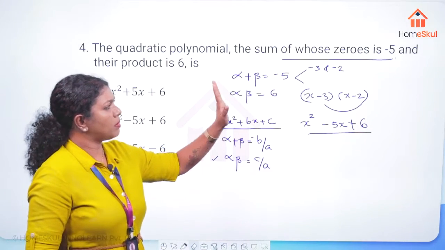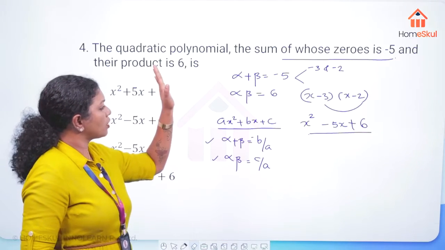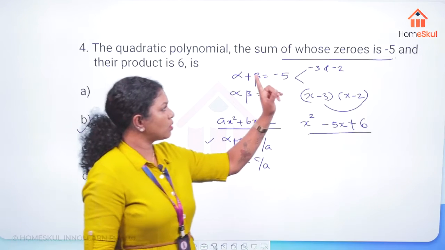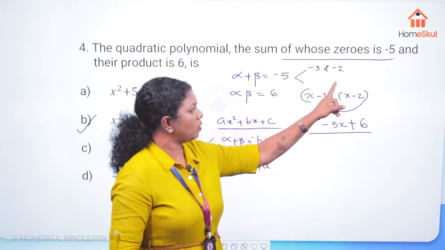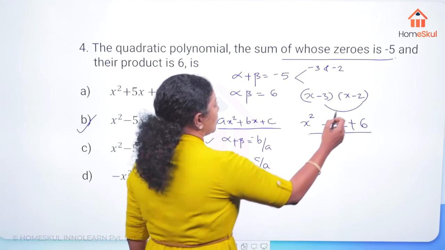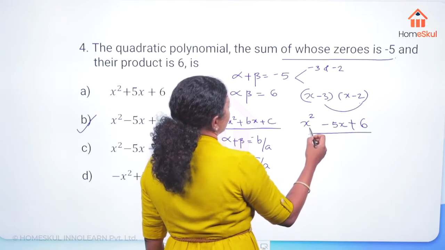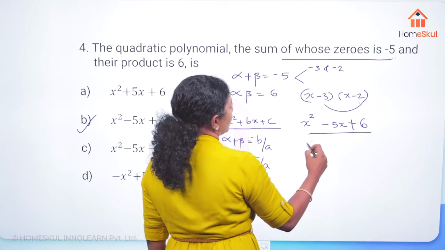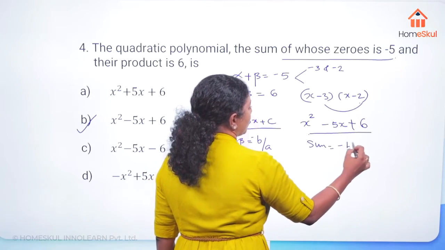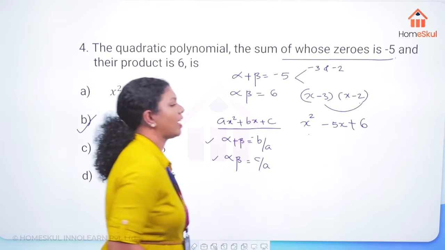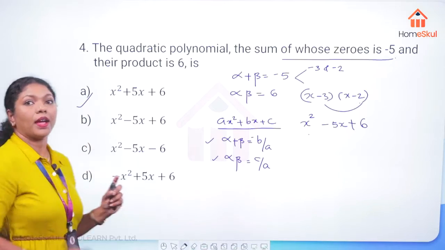Sum of two numbers is minus 5. Product of two numbers should be positive 6. Then what are the roots? The roots will be minus 3, minus 2. So, x minus 3 into x minus 2 is equal to... okay, sum should be minus b by a, right? So, okay, yes, you are right. The option is A. Sorry, I made the mistake.